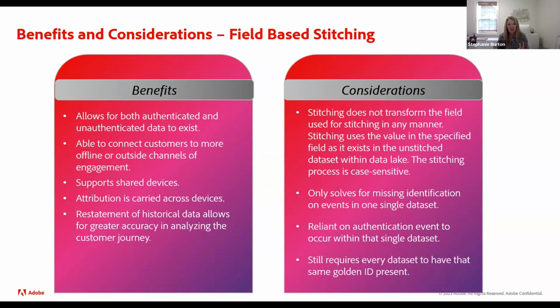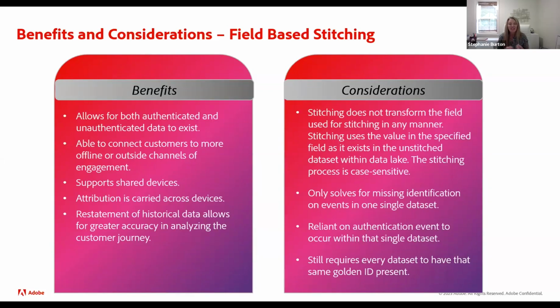It's getting carried across channels. If somebody searches on desktop and then purchases something in an app or even in store, you can carry that attribution of that search all the way through to where the transaction happened. And then the biggest benefit here, I think, is the restatement of the data. That's a big one, being able to look backwards and rekey to the proper association of identities once that's been noted. Things to consider: data hygiene.